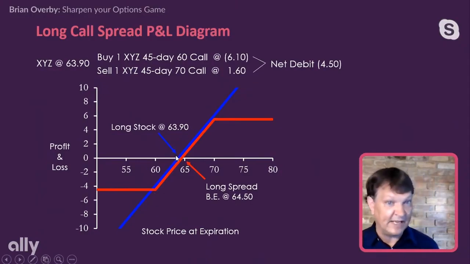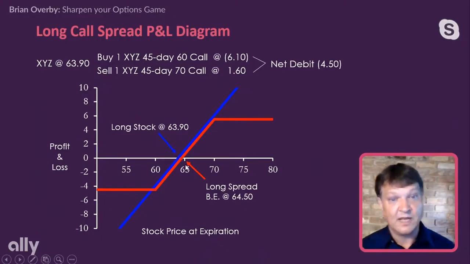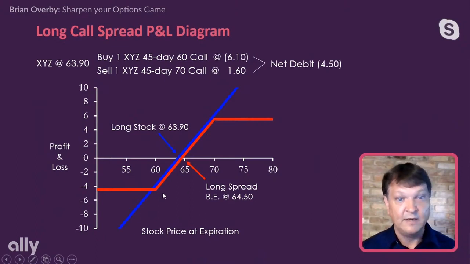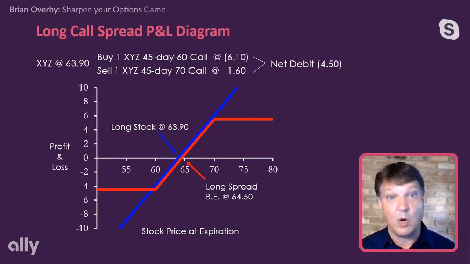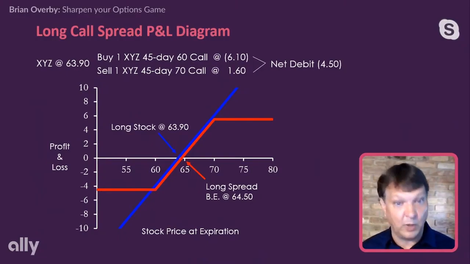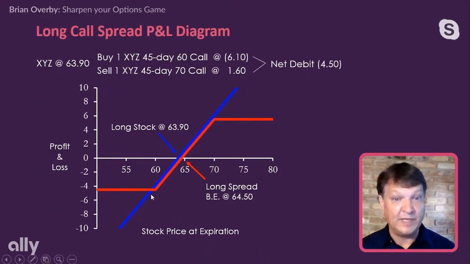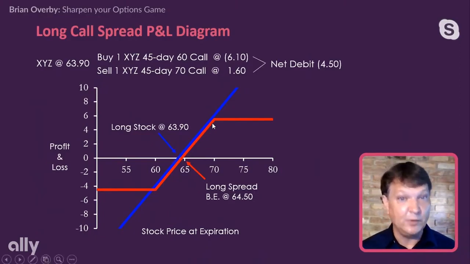Okay, now we're going to fast forward to expiration on the options contract, and basically from 70 on up, we have limited and known upside. From 60 on down, notice our strike price, we have limited and known downside. So basically, if it's not between the strike prices, we're just going to take our ball and go home. We're not going to play anymore. But between 60 and 70, we do play.